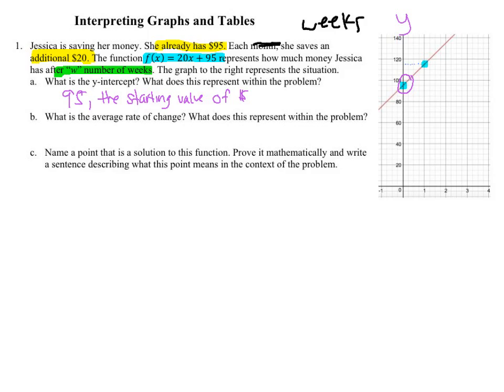So remember, slope is going to be rise over run. So I'm going to go up from 95 to 115. So I'm going to go up 20. And then I'm going to go from 0 to 1, and that's going to be 1. So the average rate of change is going to be 20 over 1, which equals 20. Now this is going to represent how much money is saved every week.